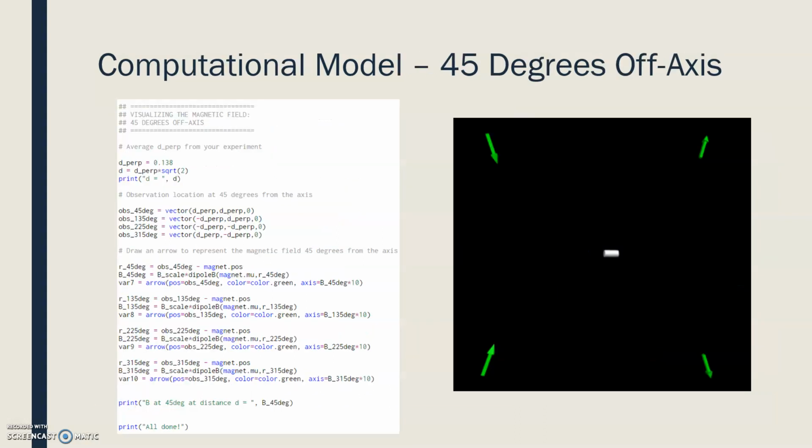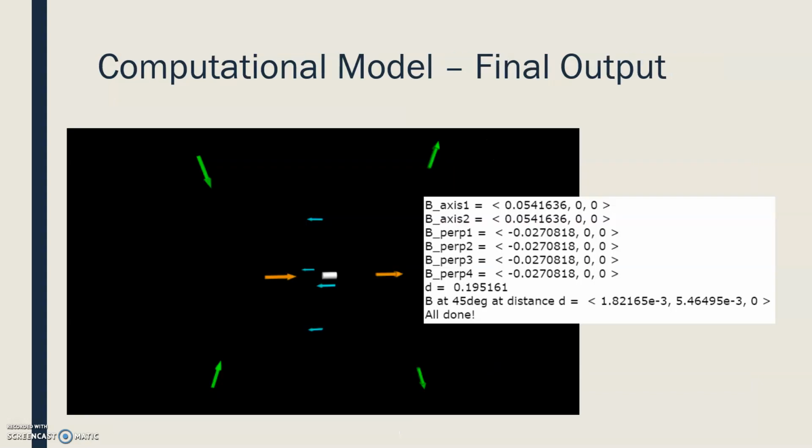Once again, the process for calculating and modeling the magnetic field on the 45-degree axis relative to the bar magnet is the same. I chose to model the magnetic field at 4 different observation locations at 45 degrees, 135 degrees, 225 degrees, and 350 degrees, with the x and y components being variations of the positive and negative dperp, while z remained 0. This image shows the final output model and values. The computational value of D is 0.195 meters, which is the same as the mathematically derived value.